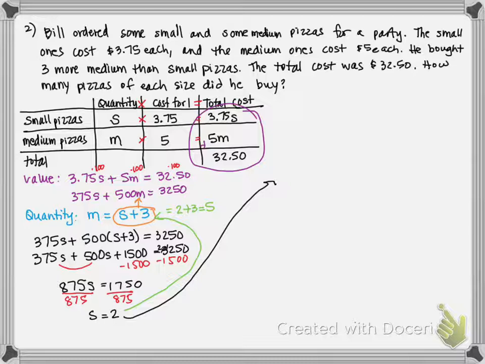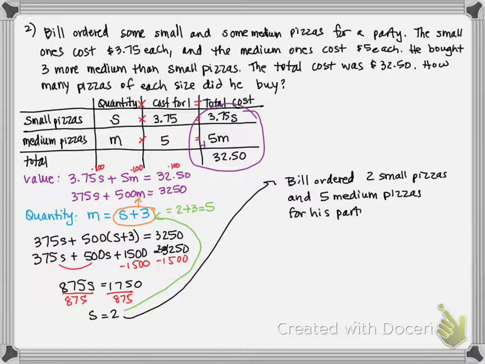So I can conclude that Bill ordered 2 small pizzas and 5 medium pizzas for his party. Why did I put a period there? There we go. Okay. So substitution. We did a lot of substitution on the one before.